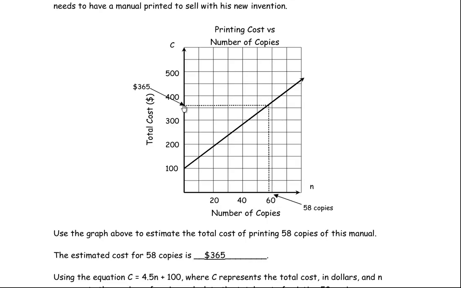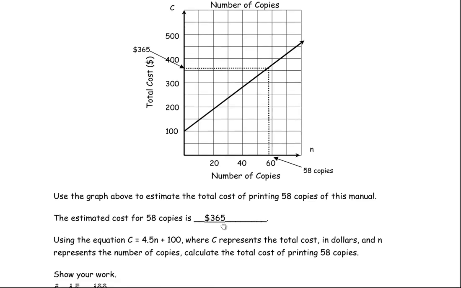So I estimated 365. So the estimated cost, and it's an estimate, you cannot read that exactly from the graph unless it was right on the line. If it was right on here, we could say it was 350 with a little more confidence. So the estimated cost for 58 copies of this manual is about $365.